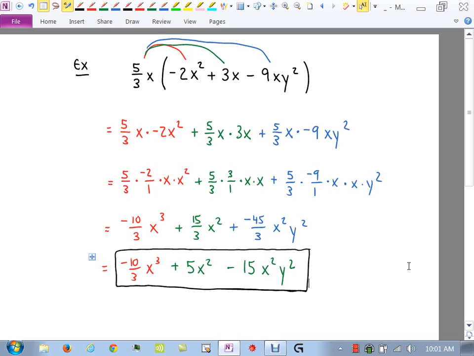Okay? All right. Now, we've done monomial times monomial, monomial times binomial, monomial times trinomial. So now we need to do binomial times trinomial, but we also need binomial times binomial, right? So 2 and 2.